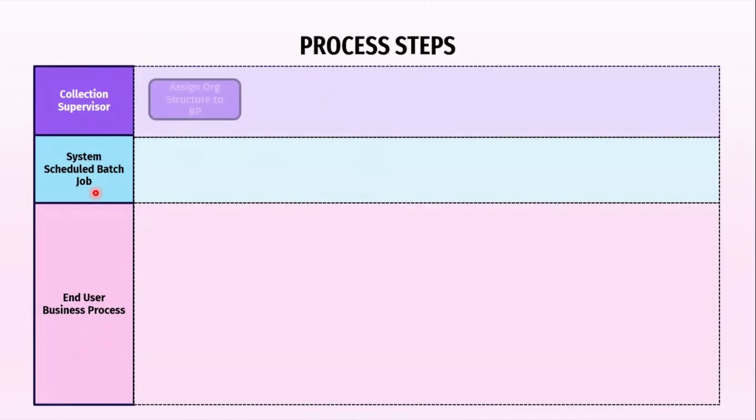So the process steps start with assigning the org structure to the business partner. So we just saw in the SAP screens how we maintain the collection profile, segment, group, and specialist. We assign it to the business partner. That is the first step. Second thing is we assign the collection strategy.